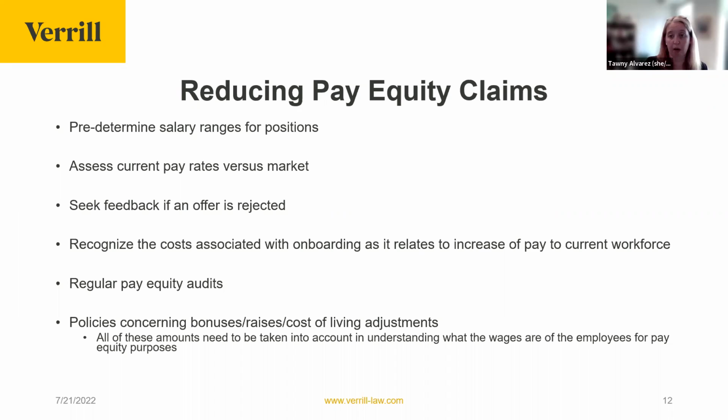Maybe you're way below market. That's going to make it that much more difficult for you to attract and retain employees generally, but more specifically, diverse employees. We already talked about the costs associated with onboarding.